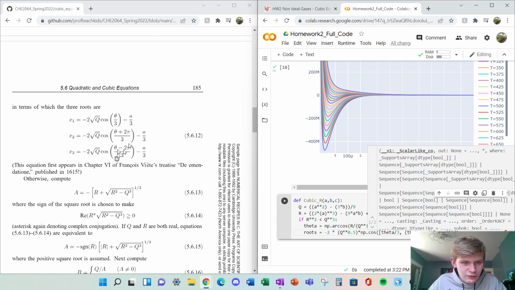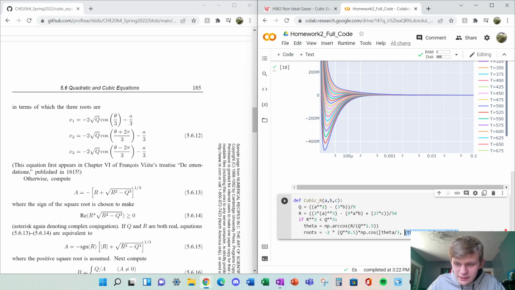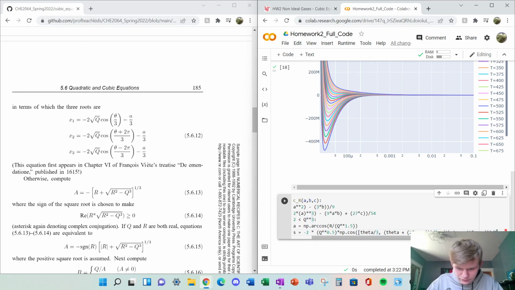And since our third value for our root is the same thing as our second one, except this plus is now turned into a minus, we'll copy and paste that over and switch those values. From there, we'll close off our array, close off our cosine function, and then we will finish off the rest of this value by having a divided by 3. And from there, we have our roots function.